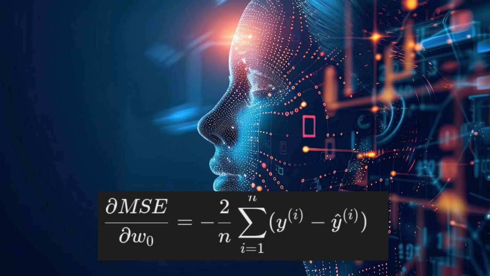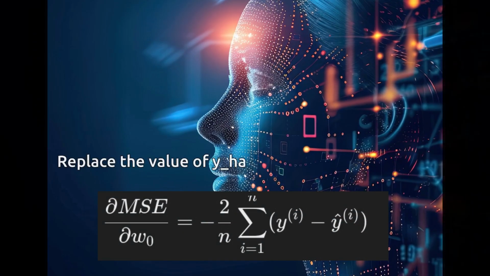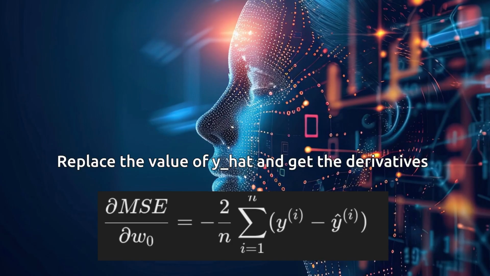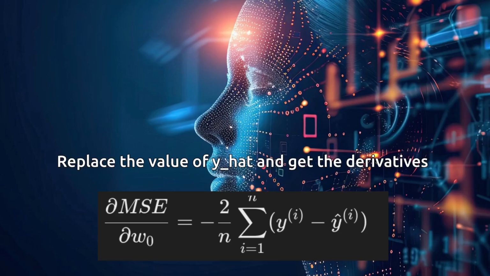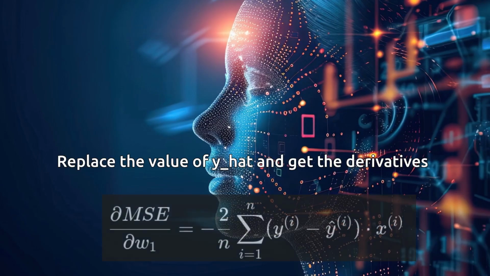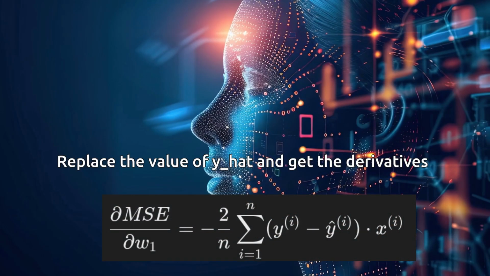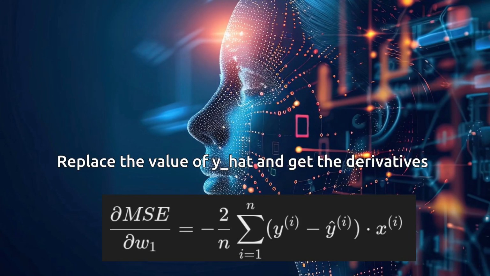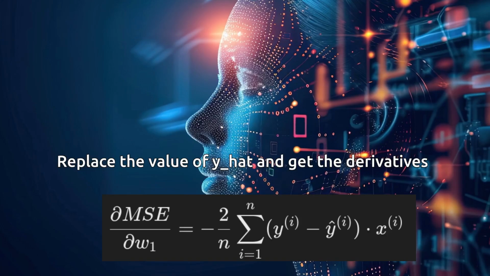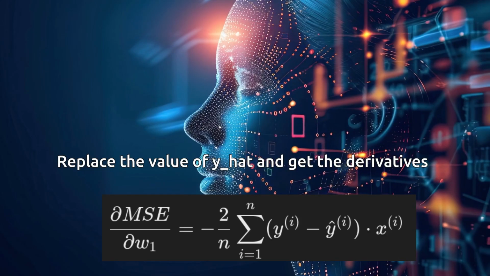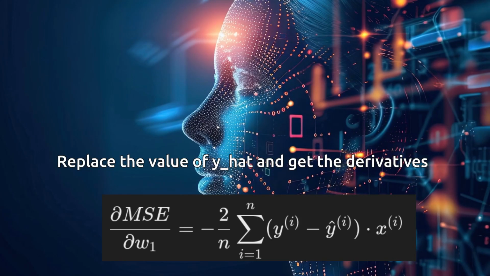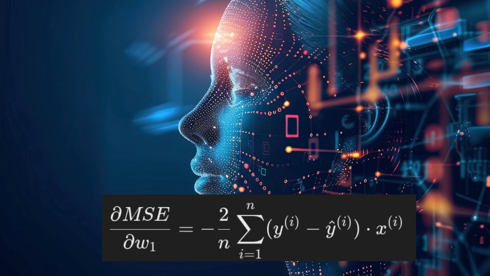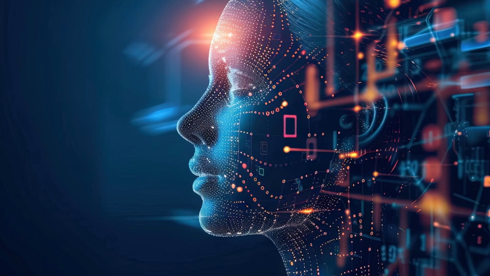So here's the partial derivative of MSE with respect to w0, which is equal to minus 2 by n, summation 1 to n, yi minus yi hat. And in the same way, here we have the formula for w1. The partial derivative of MSE with respect to w1 is equal to minus 2 by n, summation 1 to n, yi minus yi hat times xi. And we get this simply by using basic calculus. Here we may have to use the chain rule as well.